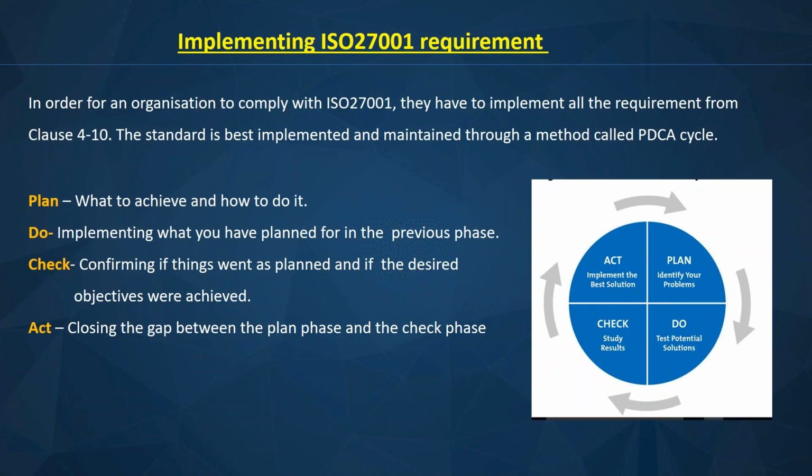So in the check phase, you are checking if what you planned for was achieved, and if it wasn't achieved, then in the act phase you close the gap. If there is something left undone, that's what you're going to be doing in the act phase. The act phase is about closing the gap between the plan phase and the check phase.